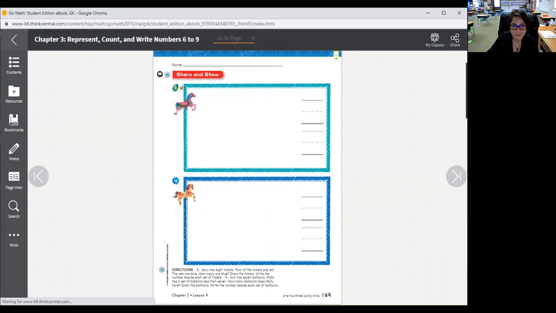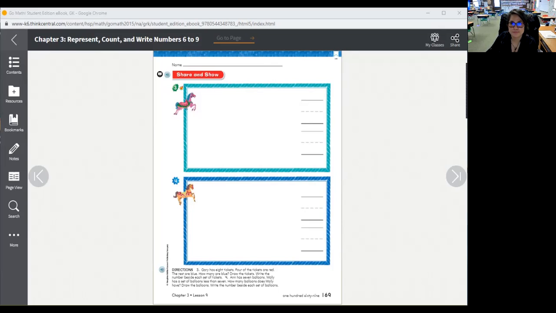Oops, sorry. I skipped one. Okay, so we'll do one more, okay? And it says, Gary has 8 tickets. 4 of the tickets are red. The rest are blue. How many are blue? Draw the tickets. Write the number beside each set of the tickets. Whew, lots of information, right? So we really got to take it one at a time. So let's do this together, okay?